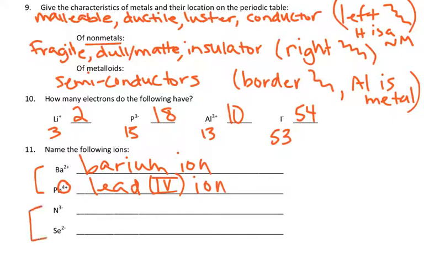If they're negatively charged like these two, we do not use Roman numerals, and we will change the ending of it to -ide. So nitrogen becomes nitride ion, and then Se becomes selenide instead of selenium.